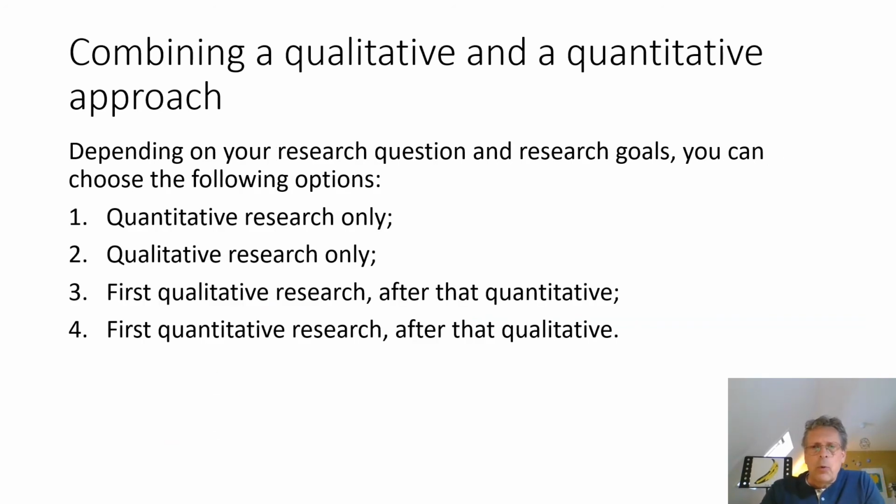You can combine qualitative and quantitative research. It depends on your research question and your research goals, but you can do quantitative research only, and that's fine. You can do qualitative research only, and that can be very fine for your purposes. What you can do as well is first do qualitative research: interview a few people and use the outcomes of these interviews to draw up a questionnaire. And sometimes you have option 4: you first do quantitative research, you hand out questionnaires, and when you have collected them, you start discussing the outcomes with experts, for instance. Which approach you choose depends on your research question and your research goals.